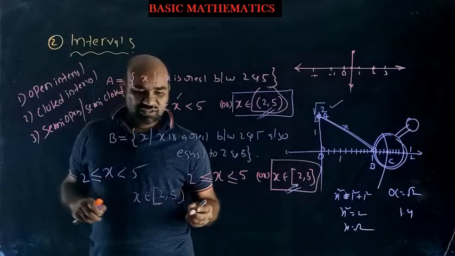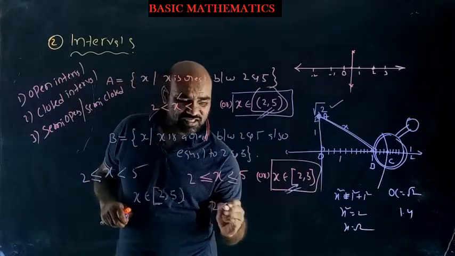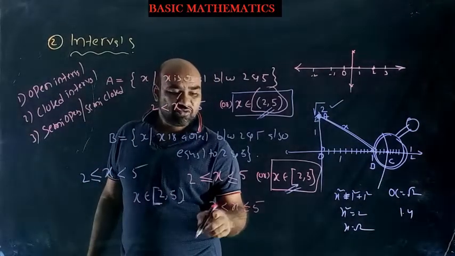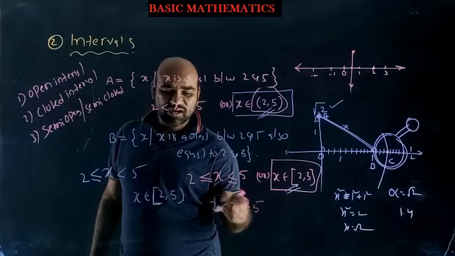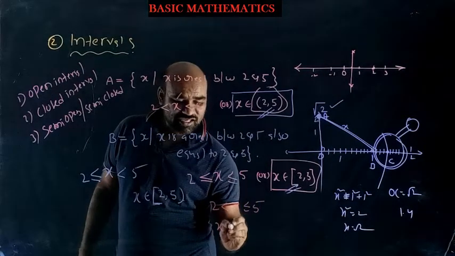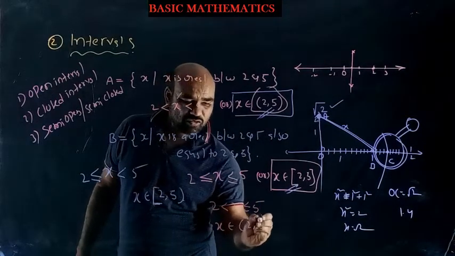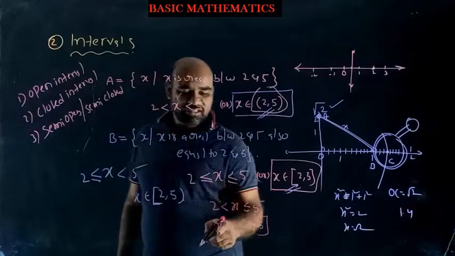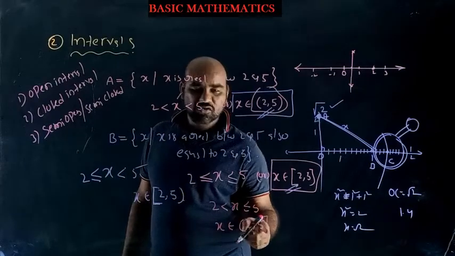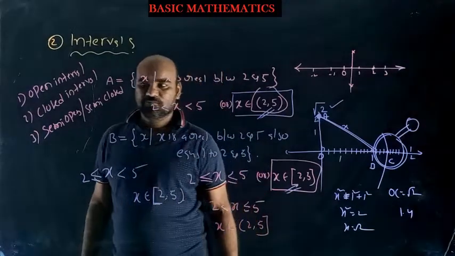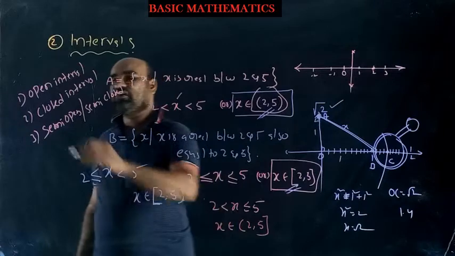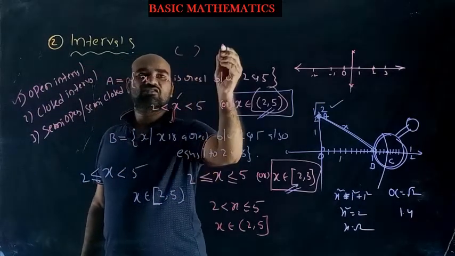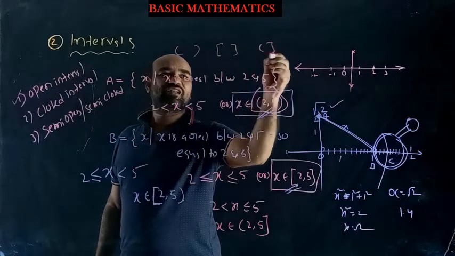Similarly, 2 less than x less than or equal to 5 means x is a real number that lies between 2 and 5, including 5 but not including 2. This can be written as x belongs to (2, 5], open bracket 2, closed bracket 5. We can read it as x belongs to open interval 2 to closed interval 5. So there are three types of intervals now: open interval, closed interval, semi-open.